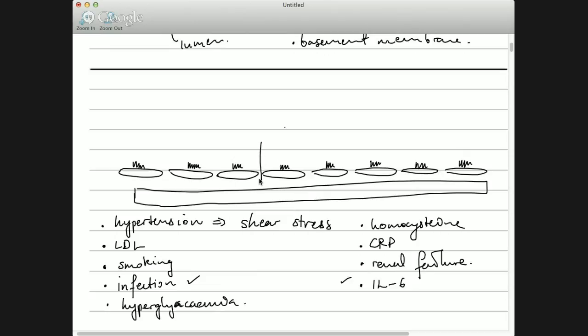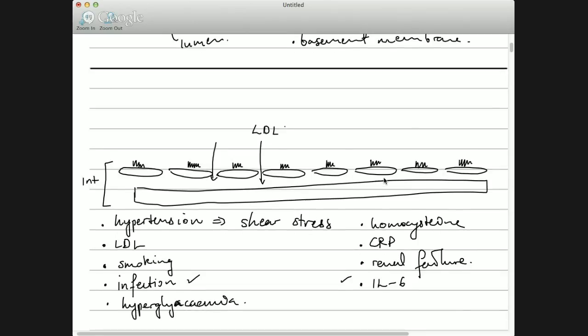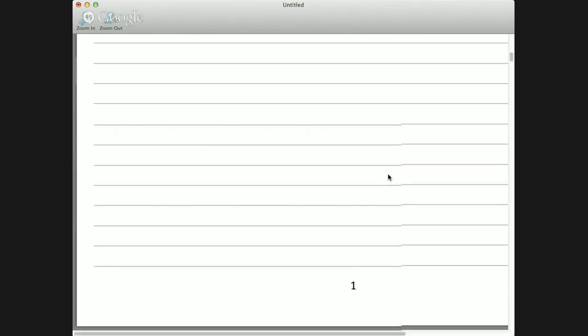So what happens when your endothelium becomes more permeable? In atherosclerosis, you have low-density lipoprotein entering, don't you? LDL starts entering. This is the intima, this is all the intima. Now I'm just going to scroll down and draw a new diagram in a bit more detail.